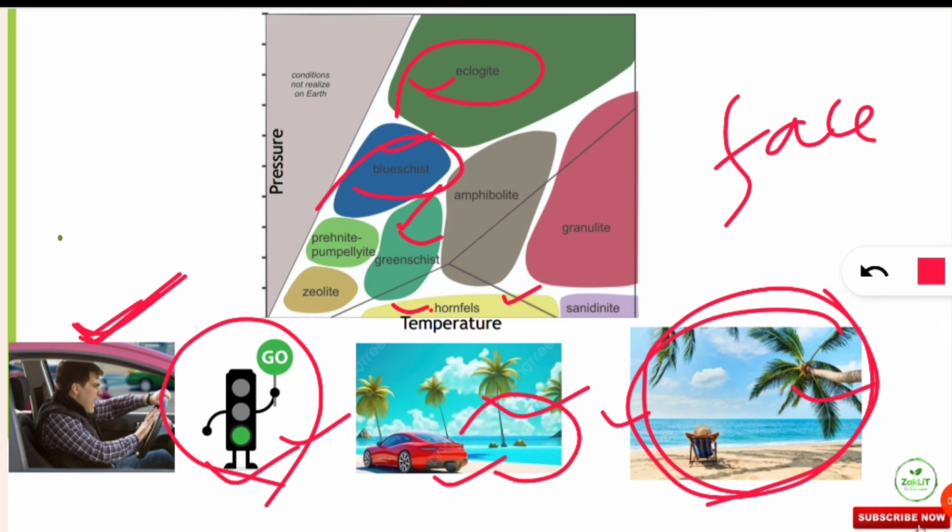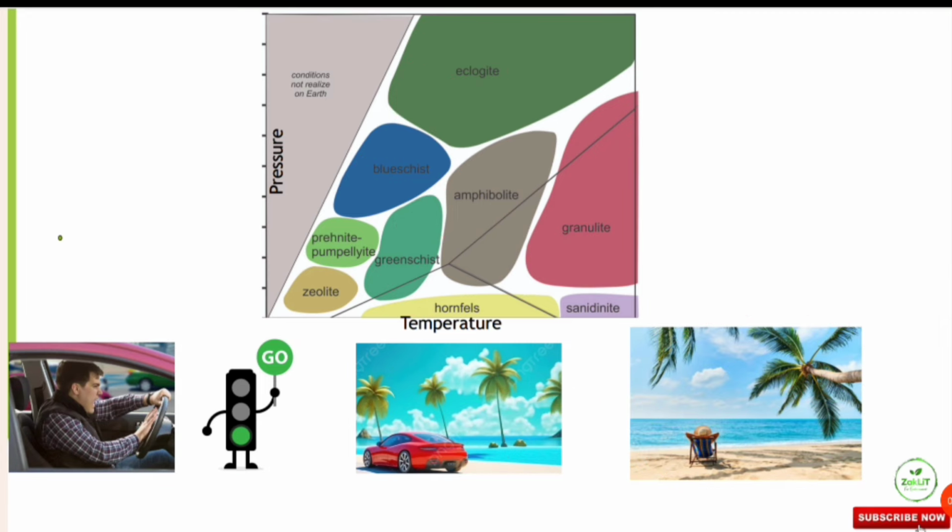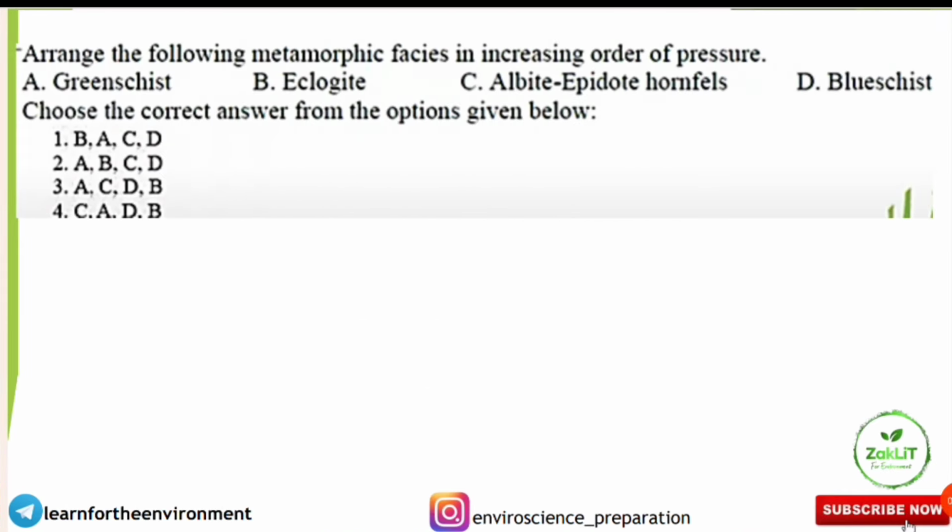So in this way you can answer this question. Let us move to the question again. So here was the question which was in the initial part of this video. First, you have to put the horn in order to clear the traffic. That means first will be option C. That means option C will be first in the lowest pressure of the metamorphic facies series.